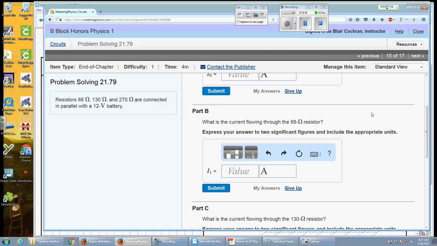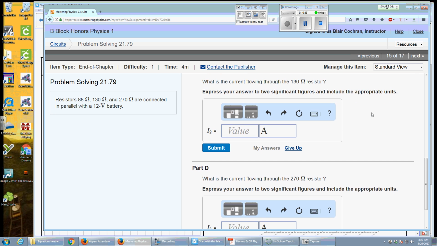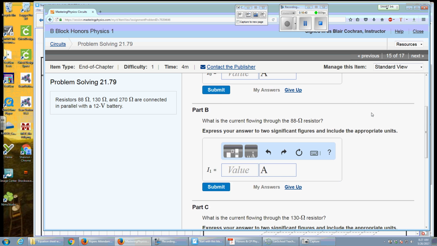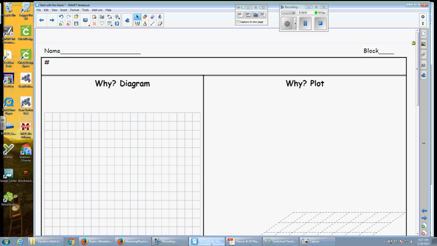All right, so we're going to do number 15. Basically, they give us this battery, and then they ask us all about the currents. So, we know how to do this, right? Because we've done lots of circuits.